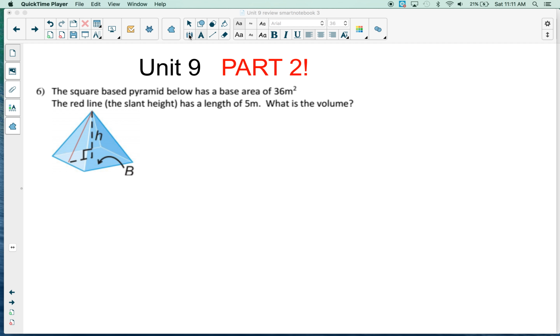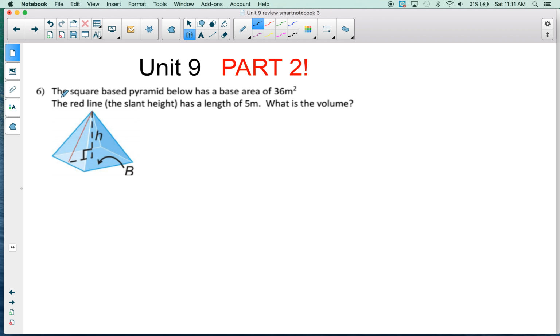Okay, this is problem 6 on, I think, 9-R. A square based pyramid. One of the things I've taught you to do is always underline. So square, meaning we know this base B is a square here. It has a base area of 36 meters squared. The red line, the slant height, has a length of 5 meters. What's the volume? The real trick is the base area is already given to you.